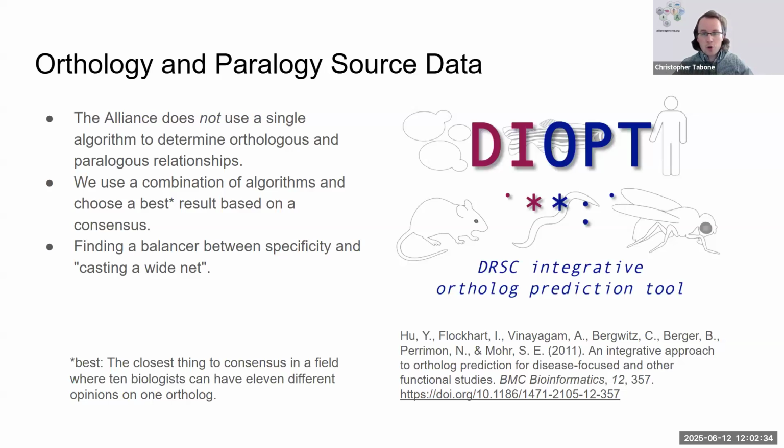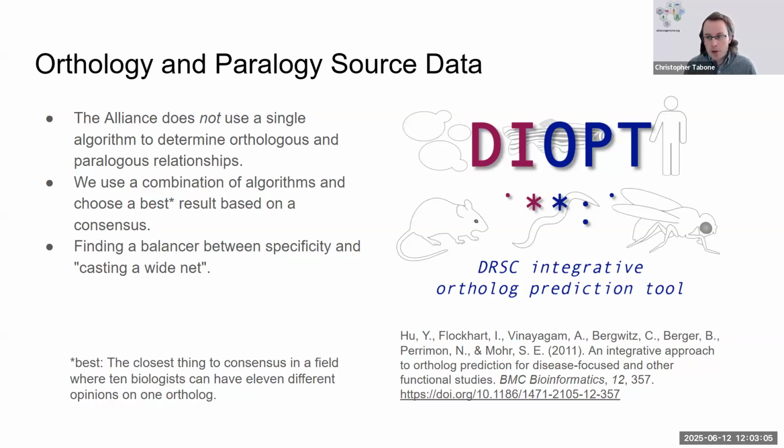Okay, so before we even show the website itself and the orthology paralogy tables, let's talk a little bit about the source data. So we don't use a single algorithm at the Alliance for determining orthologous and paralogous relationships. We rely on DIOPT, and DIOPT is a tool developed by the DRSC, Integrative Orthology Prediction Tool here, and there's a citation on the screen as well. It's an excellent paper. I recommend giving it a read.